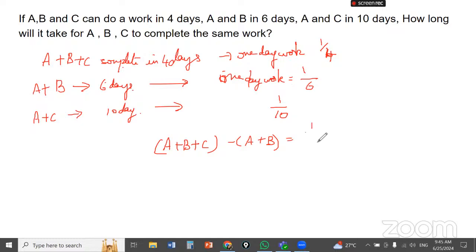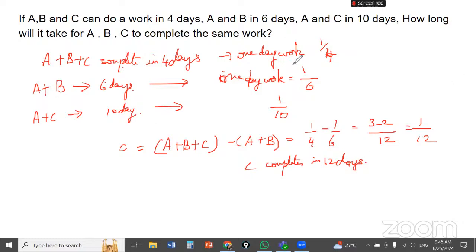So while subtracting, we get 1 by 4 minus 1 upon 6. The LCM of 4 and 6 would be 12. We can take that as 12. 3 minus 2, this is 1 upon 12. So C's 1 day work is 1 upon 12. So C completes the total work in 12 days. So we got it for C now. Fine. We got for C, it is 12 days.